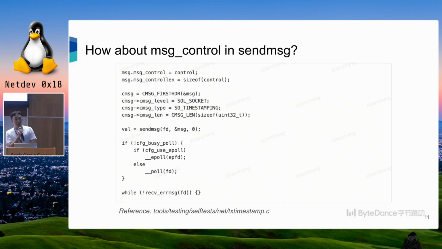So how about msg_control in sendmsg? It turns out that msg_control in sendmsg is mainly used to send some information from the user space to the kernel space. So in this transmit timestamp self-test example, the users send a control message with type SCM_TIMESTAMPING to the kernel to tell the kernel, you need to return what kind of timestamp back to me. And after the returning of sendmsg, the users can once again use recvmsg with MSG_ERRQUEUE to get some information from the kernel.